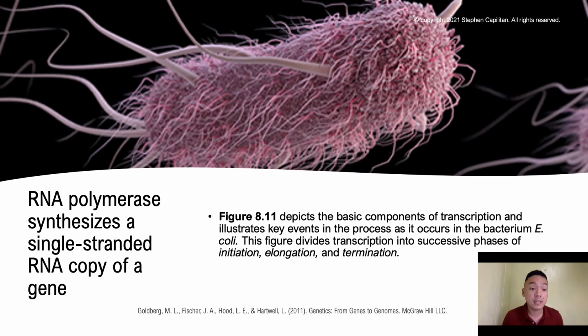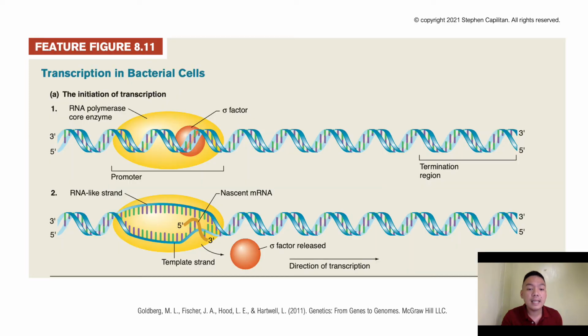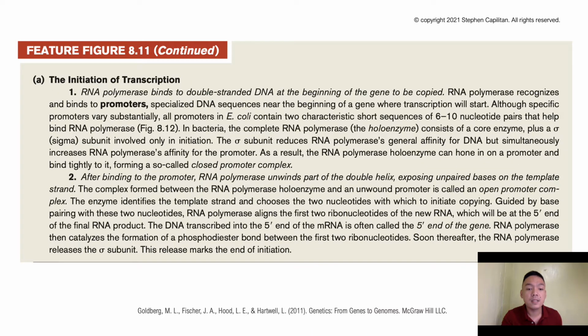RNA polymerase is an enzyme which synthesizes a single-stranded RNA copy of a gene. In the next figure, you will see the basic components of transcription, and it illustrates key events in the process as it occurs in the bacterium Escherichia coli. The figure will be divided into different transcription phases, which are initiation, elongation, and termination. That will be called the end of initiation.